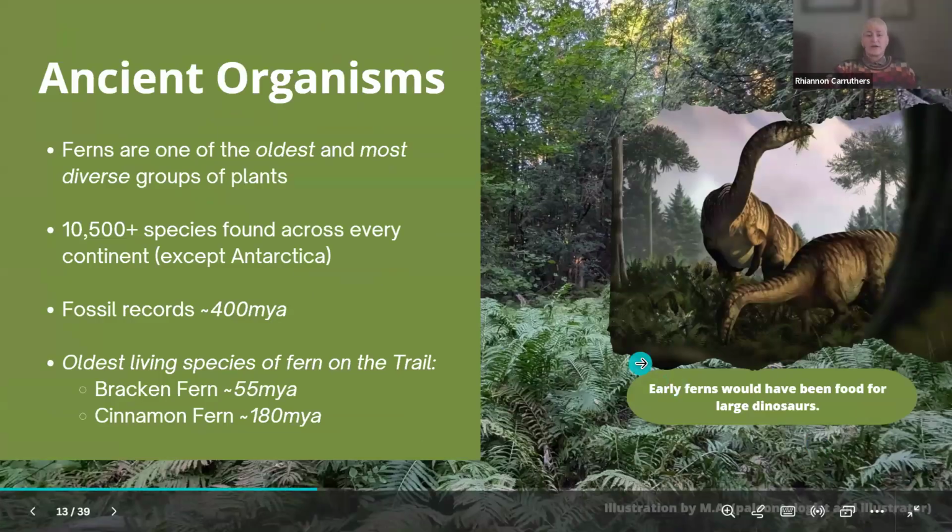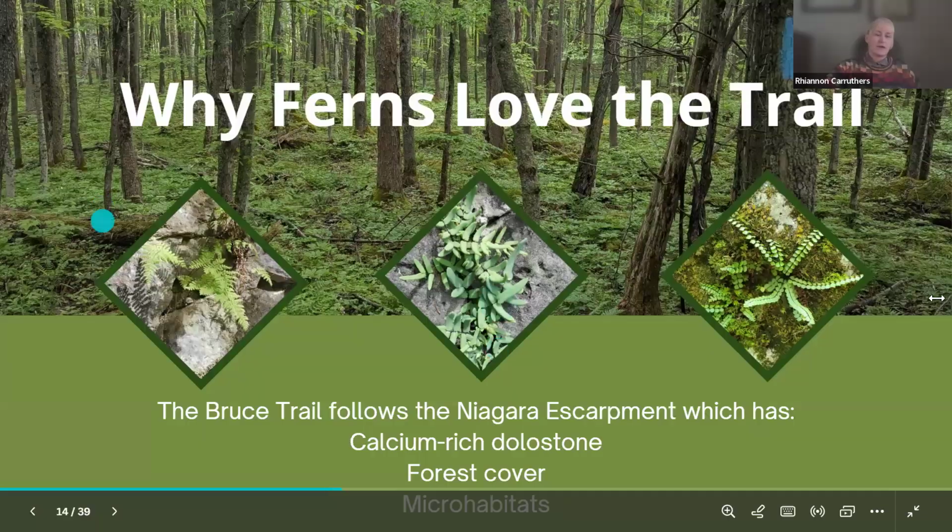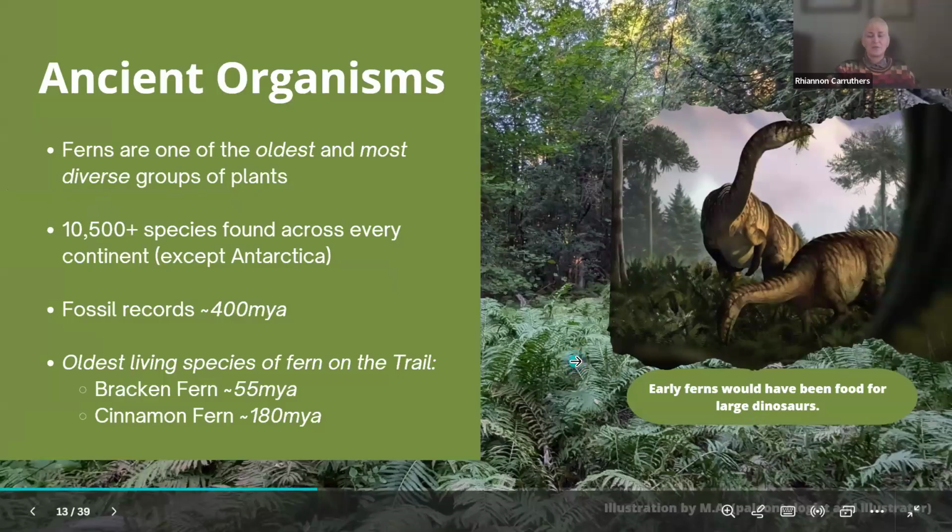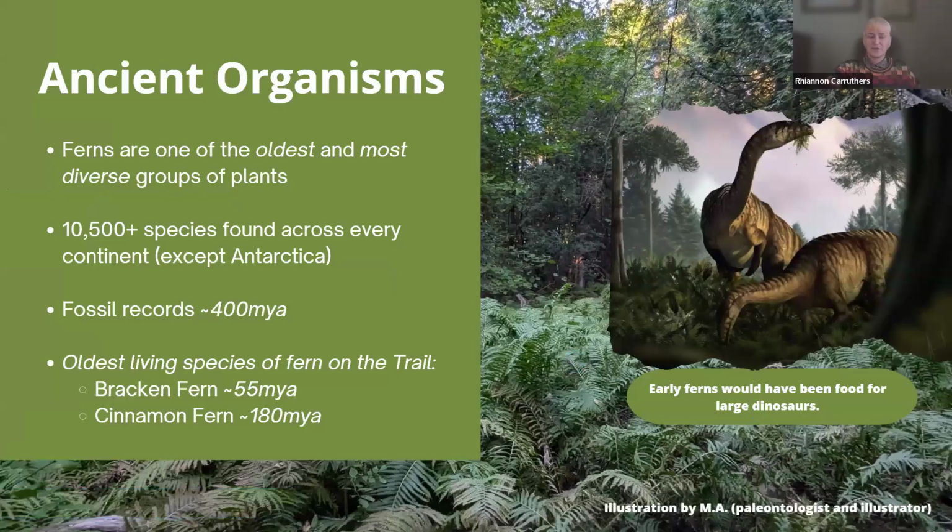Like I mentioned, these are ancient organisms. They are one of the oldest and most diverse groups of plants on Earth. There are 10,500 documented species, likely more than that. They think there might be upwards of 15,000 species that are found on every continent except for Antarctica, though there have been fossils found on Antarctica.